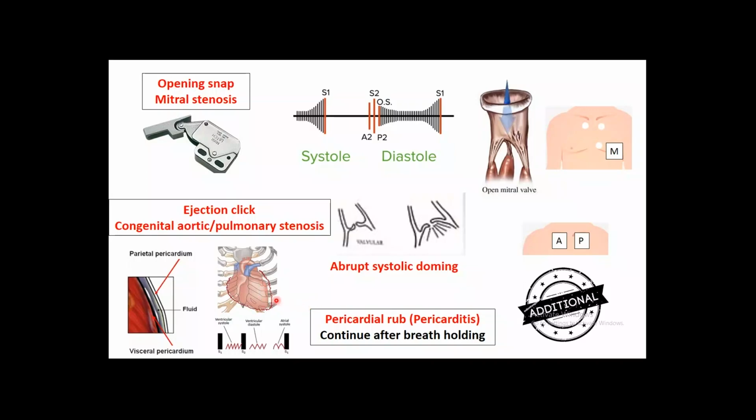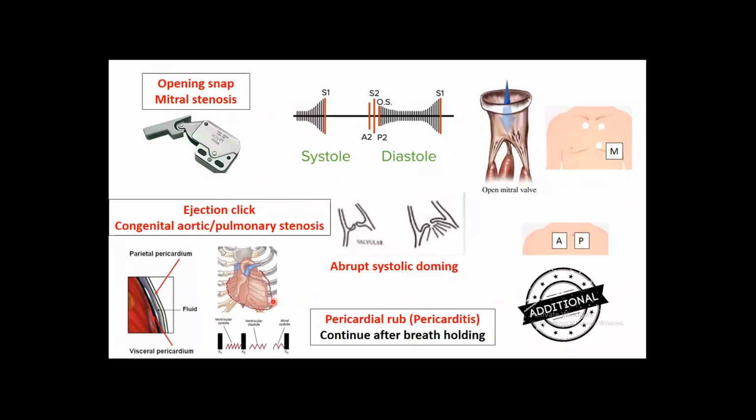Actually, the heart is continuously beating, so this rub sound is continuous regardless of inspiration or expiration. While if we ask the patient to stop respiration for a while and this sound disappears, this means it is of pleural origin. This is how to differentiate between pleural and pericardial rub.